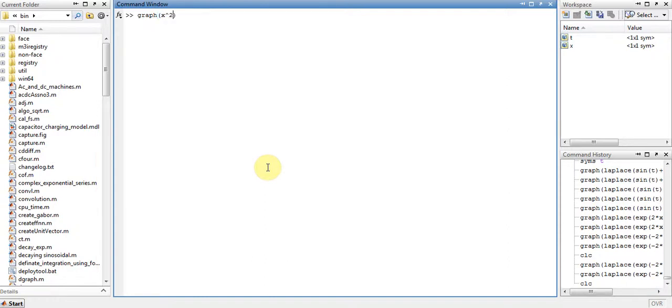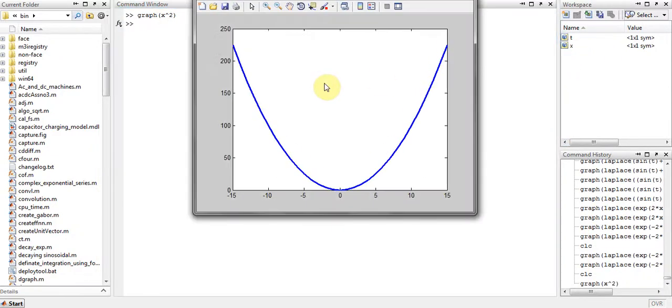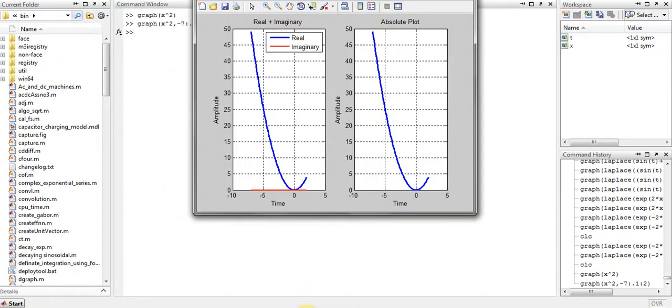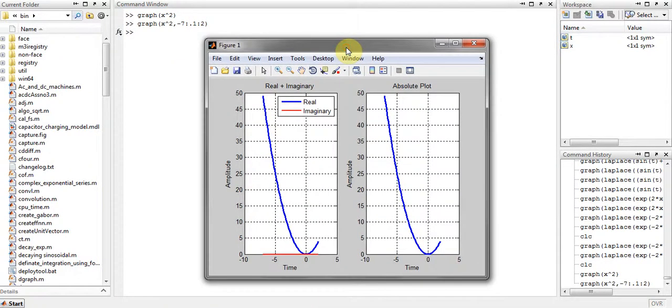So let's get started. I want to graph, first of all, the most simple thing, which is x squared. Here's my function, and I have already declared the symbolic variable x. So as you can see, here's my graph. If I want to see the graph from -7 to 2 with an increment of 0.1, I can also do it, as you can see over here.